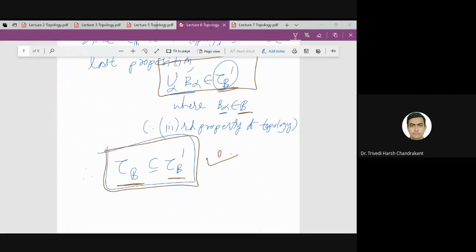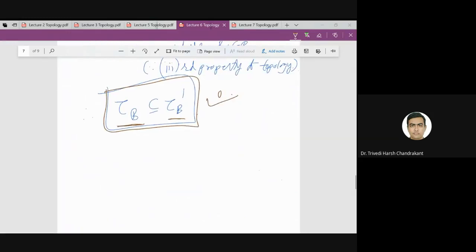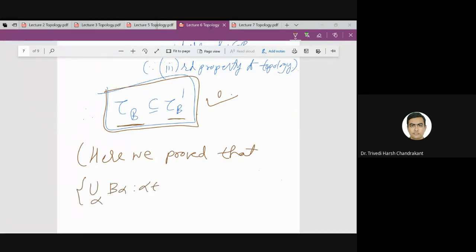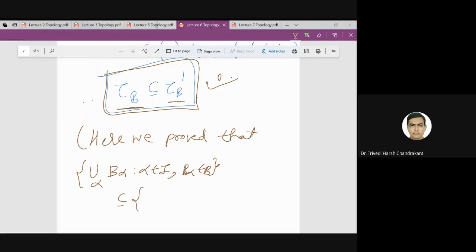Now we are interested in the second part. So what is the second part? The second part is that we need to show that, in short, here we proved that the union of B alpha, each of them are open sets. Open sets means it satisfies this property.